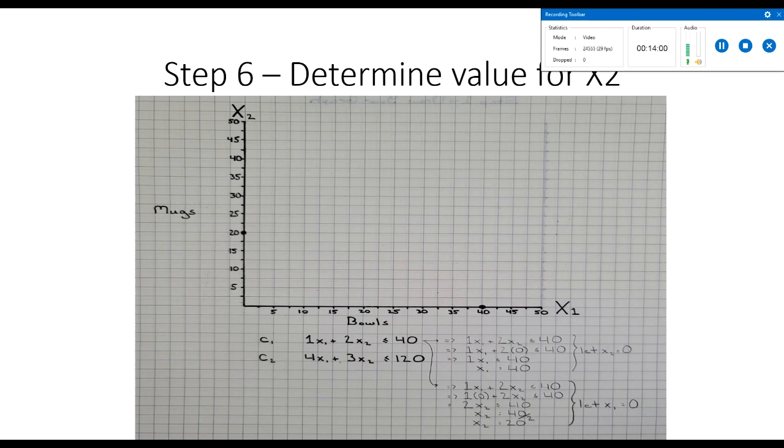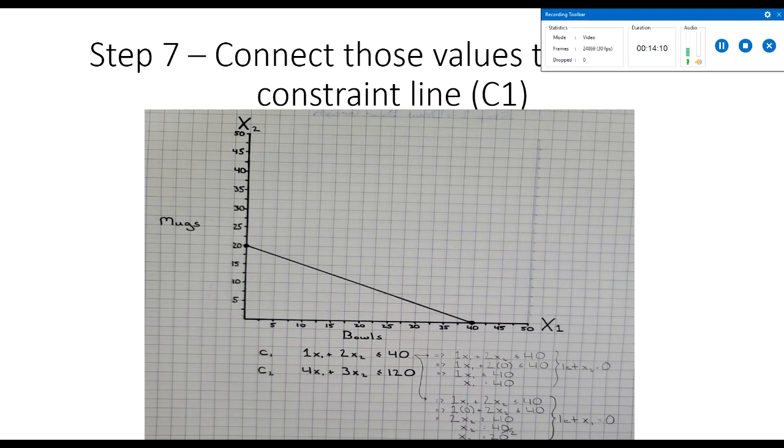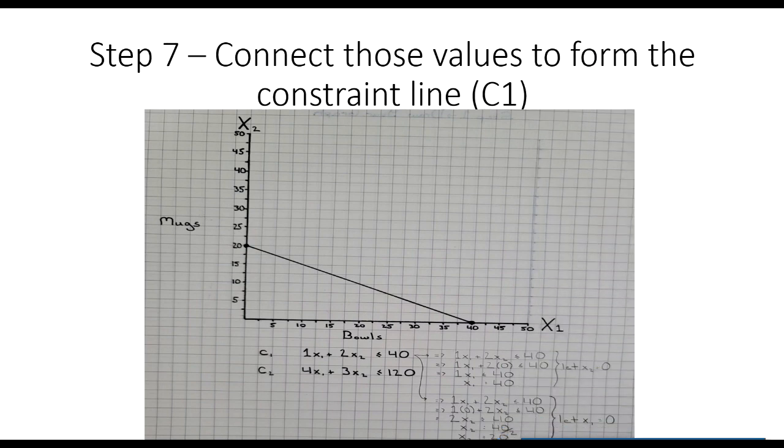So now I have on constraint line 1, I have 2 points. I have this point and I have this point. The next step is connecting them. Connect those values to form constraint line number 1. That's what I've done here. I took my 2 points right here, 0, 20, and 40, 0, and I've connected them to give us constraint line 1. This line, constraint 1, if we remember, represents labor.